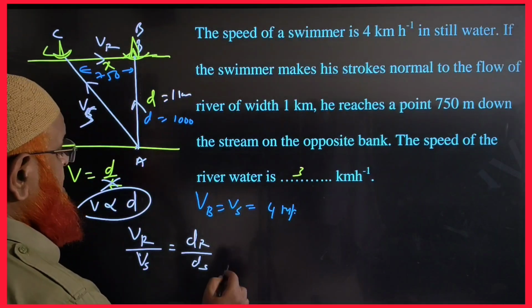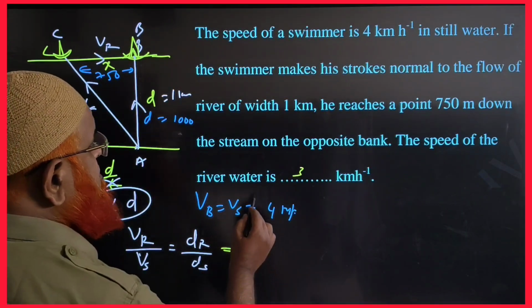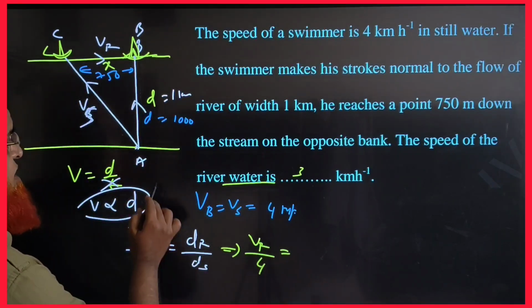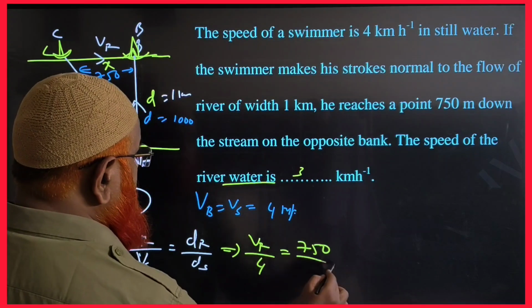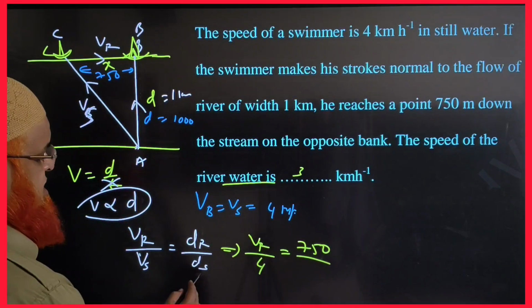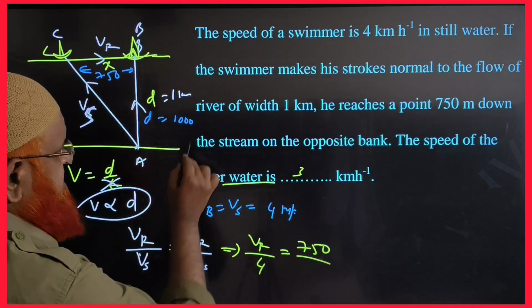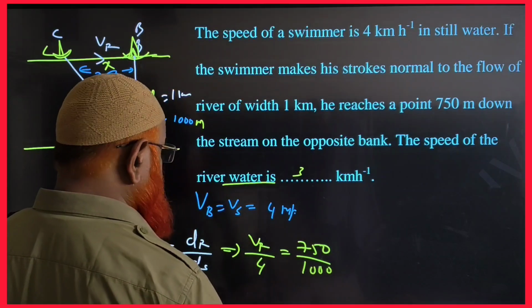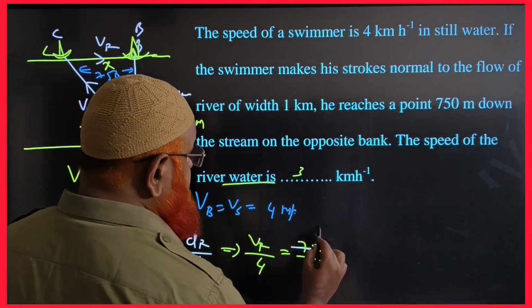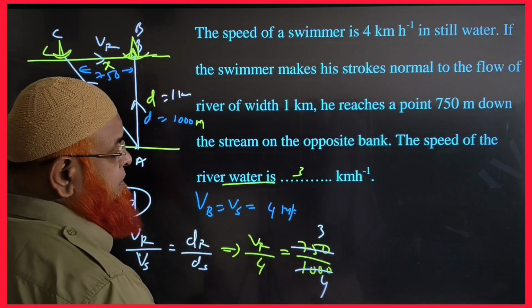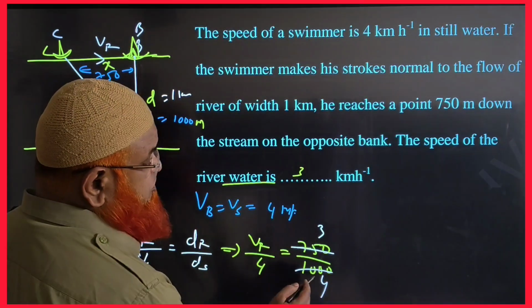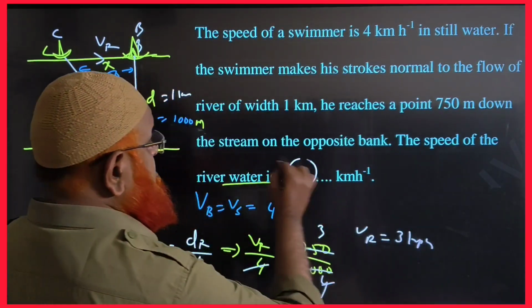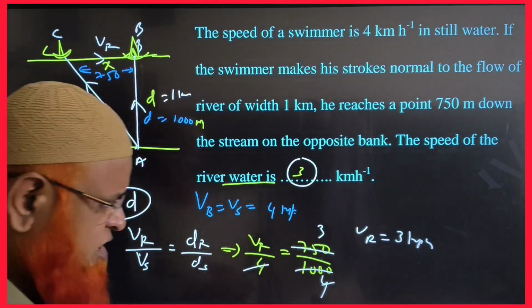I'm telling you this shortcut method. What is the velocity of a river? We don't know. You have to find it out. Velocity of a river and velocity of a swimmer is 4. Distance traveled by the river is 750. And distance traveled by the swimmer, from here to here, is 1000 meters. So put 1000 meters here. So how many times does it go? This is 3 times and this is 4 times. 250 3 times, 250 4 times. The 4 gets cancelled. Velocity of a river is going to be 3 kilometers per hour, that is your answer. Okay? I am explaining this in the shortest shortcut method.